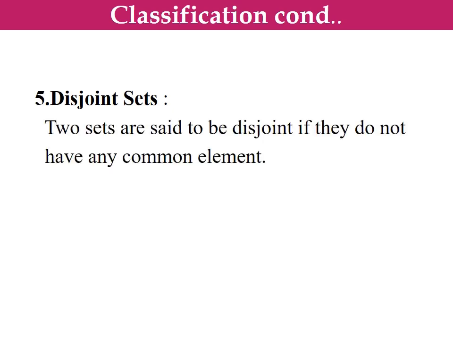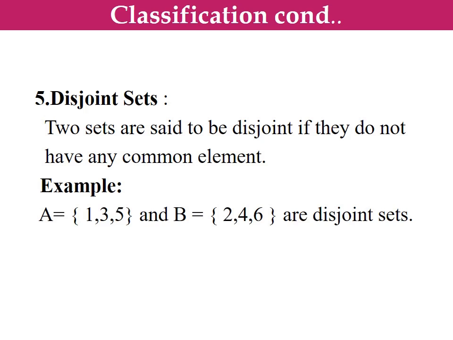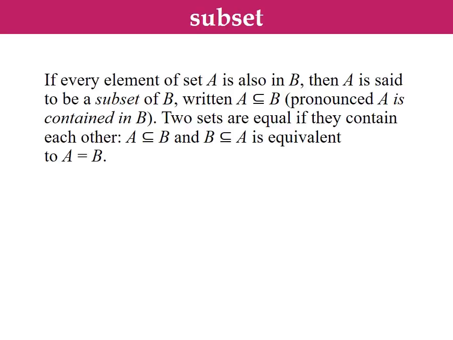Another one is disjoint sets. Two sets are said to be disjoint if they do not have any common element, right? Take one example. A is 1, 3, 5. B is 2, 4, 6. Are there any common numbers between these two sets? No. So this is called a disjoint set. In another manner, we can say the same: if the intersection of two sets is empty, that is also called disjoint.